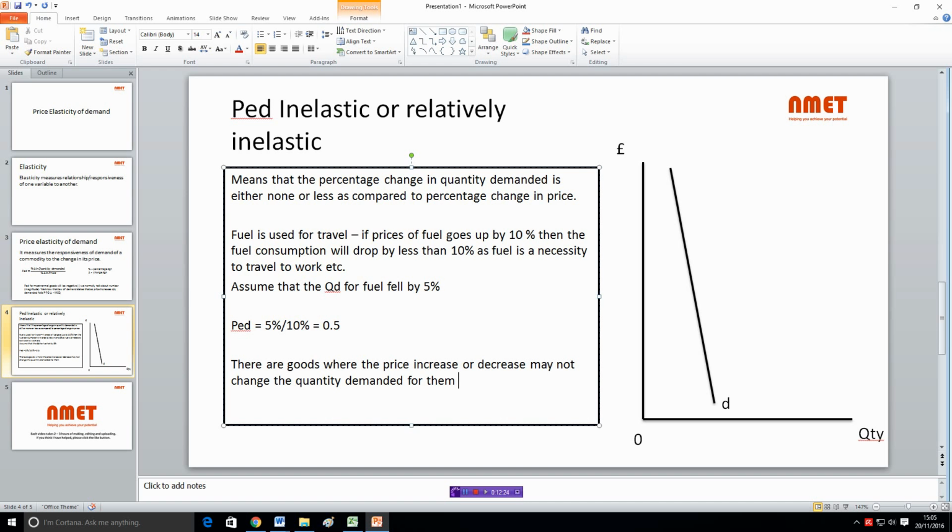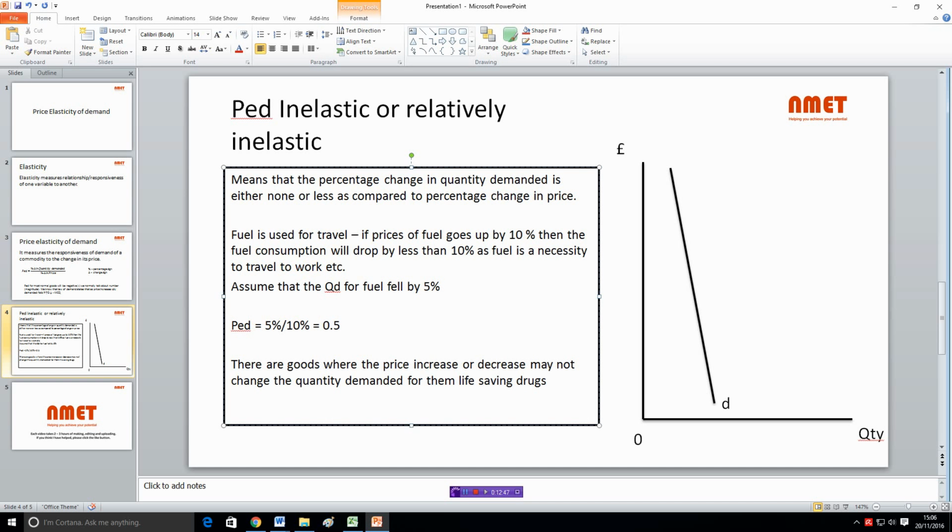Well, I would say food, but food still depends on the different prices, different types of food as well, isn't it? I would say something like cigarettes. Cigarettes, yeah. Or alcohol. What about life-saving drugs?